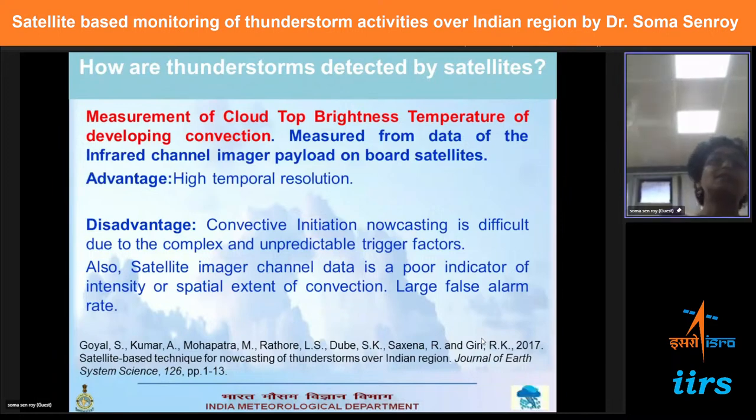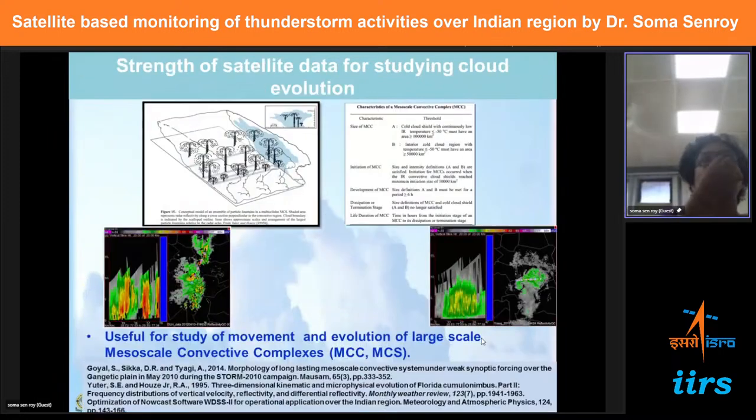The disadvantage is it is difficult due to complex and unpredictable trigger factors. There is a large false alarm rate. I'll show you a slide next to it.